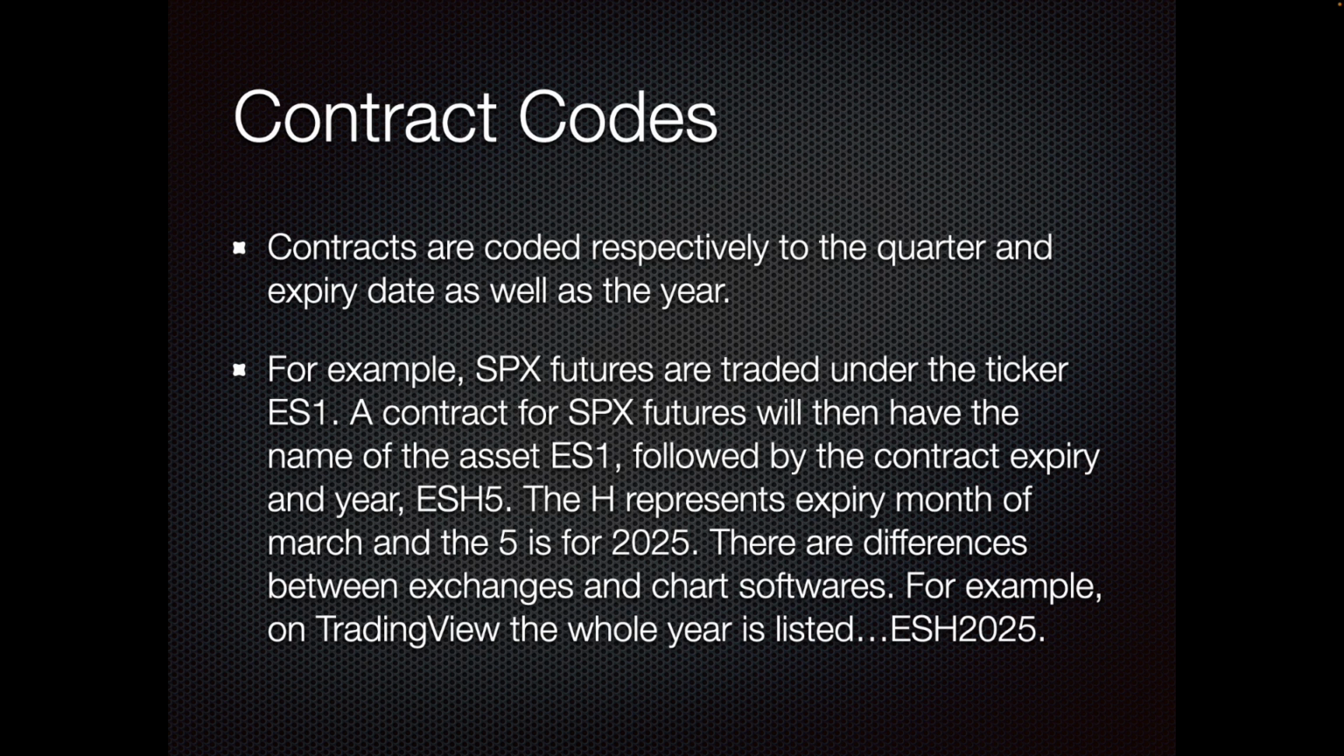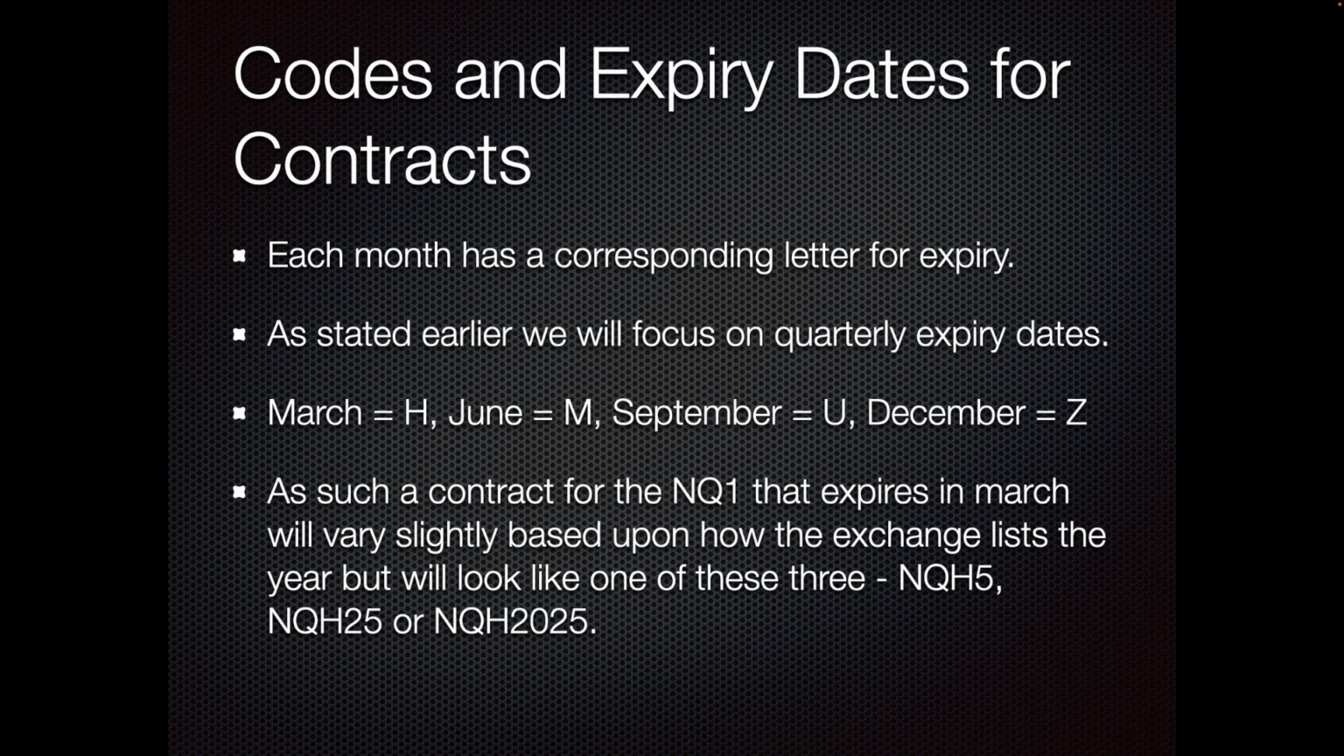There are differences between exchanges and chart software. So for example, on TradingView, the whole year is listed. So if you're looking for the expiry date of March for the ES, it's ESH 2025. Some will list the last 2 numbers of the year, so 25. Okay, codes and expiry dates for contracts.